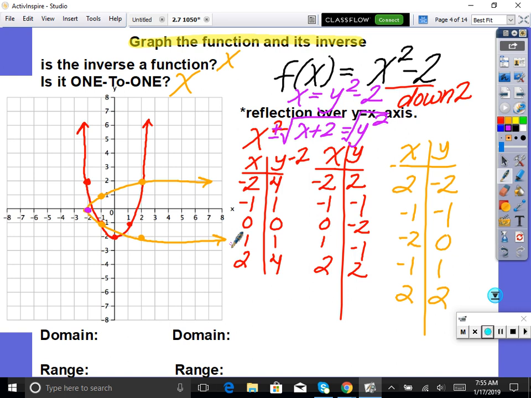All right, so the domain, let's just look at the original function. The domain of the original, the red thing, is?